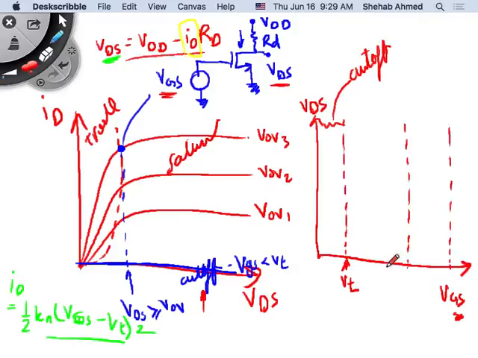Okay? So if I start increasing the gate to source voltage, that means I have overdrive, right? If I have overdrive and my drain to source voltage is 0, what do I have? I'm pretty much cut off as well. I have gate to source voltage, but I don't have drain to source voltage, so I don't have current flowing. But now let's say I start increasing my drain to source voltage a little bit.